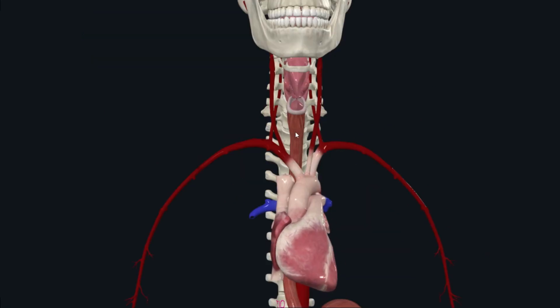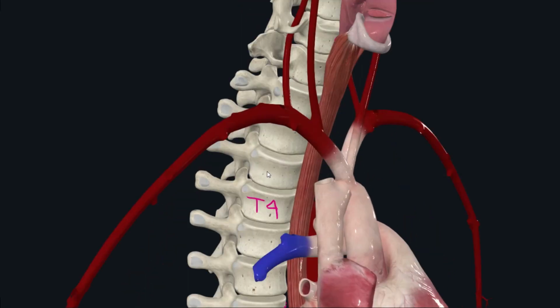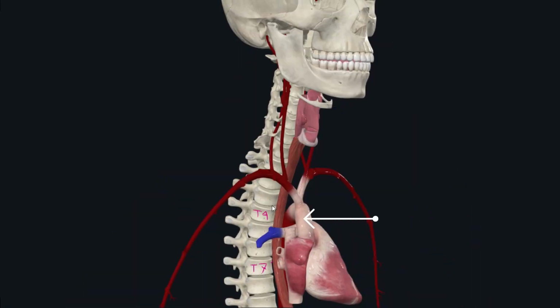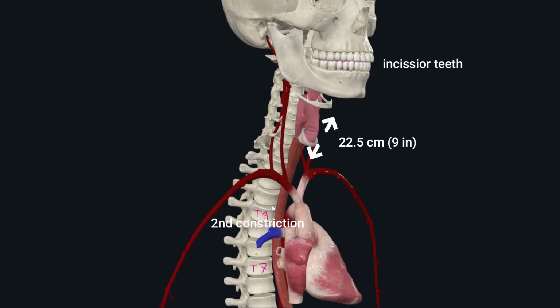Second constriction is crossed by the arch of the aorta at the level of the 4th thoracic vertebra. So this is the arch of the aorta and this is the 4th thoracic vertebra, and you can see the constriction here. And this constriction is about 22.5 cm or 9 inches away from the incisor teeth.